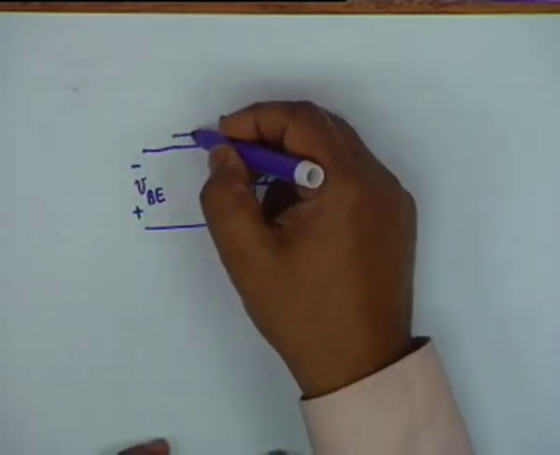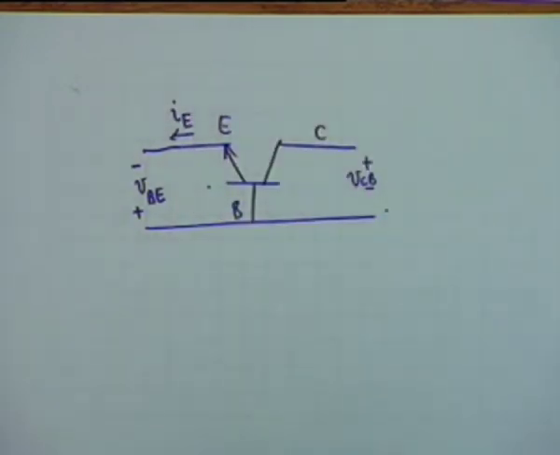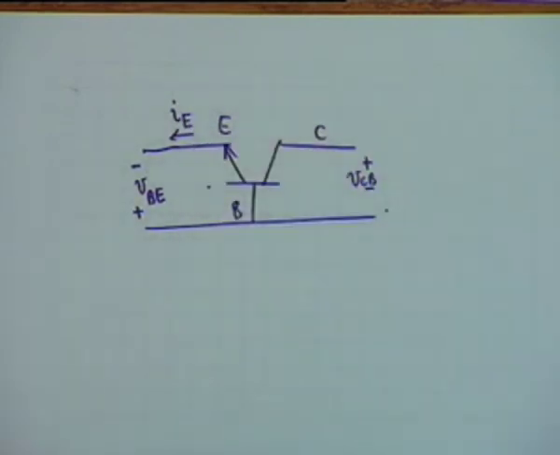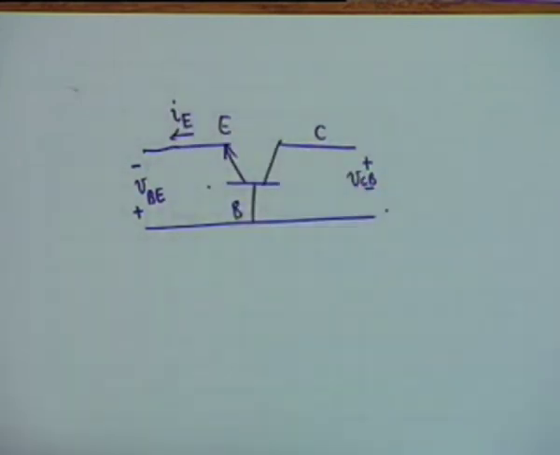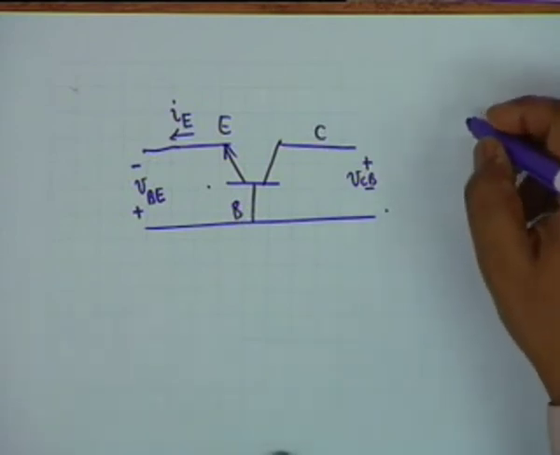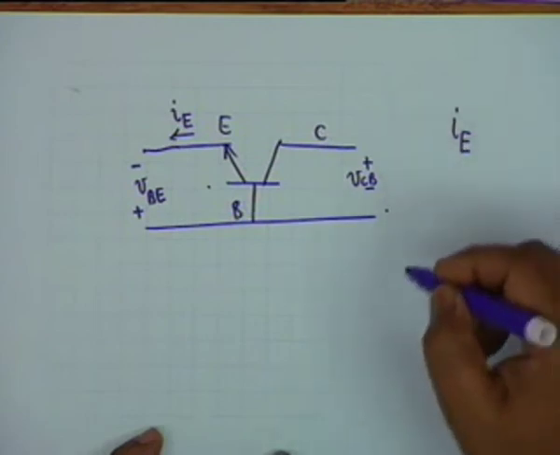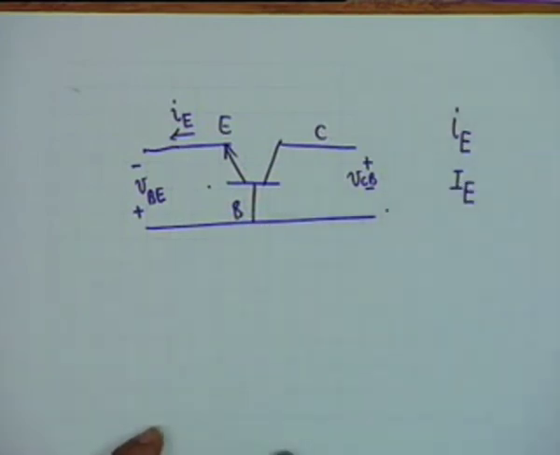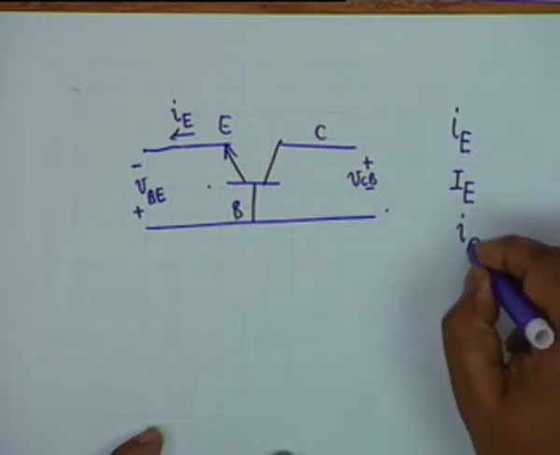What about the current? This current shall go out. Now note the nomenclature. We are using small i and the subscript is capital E. This terminology shall stand for the total current. Total current. Now let me introduce this terminology right away. When I say total emitter current, I use this. The DC emitter current, I use this, DC. And the AC part of the emitter current, I use this.